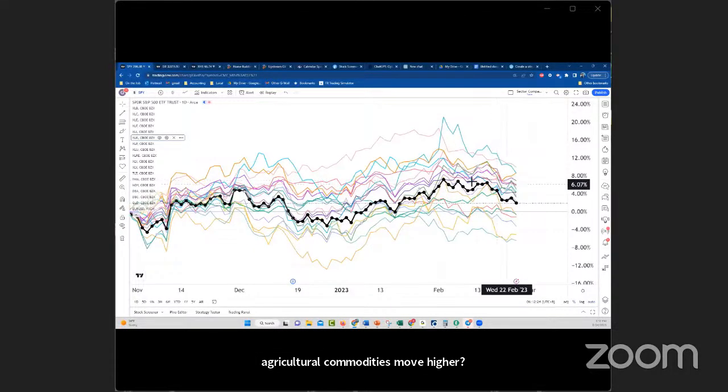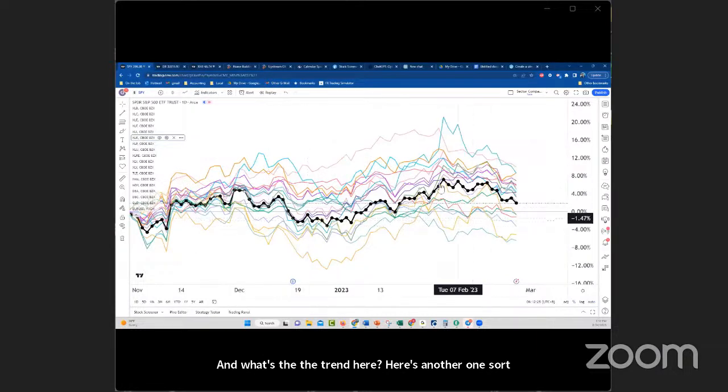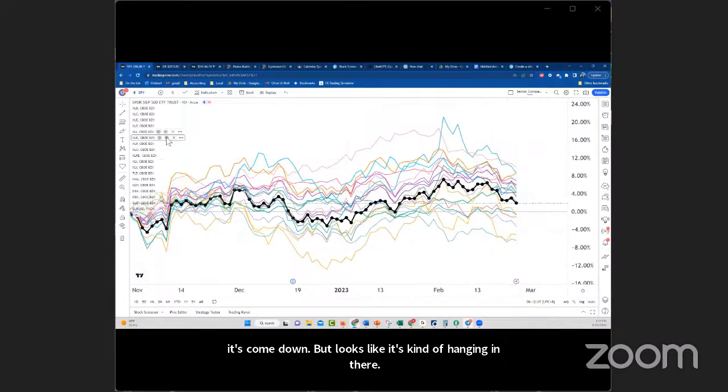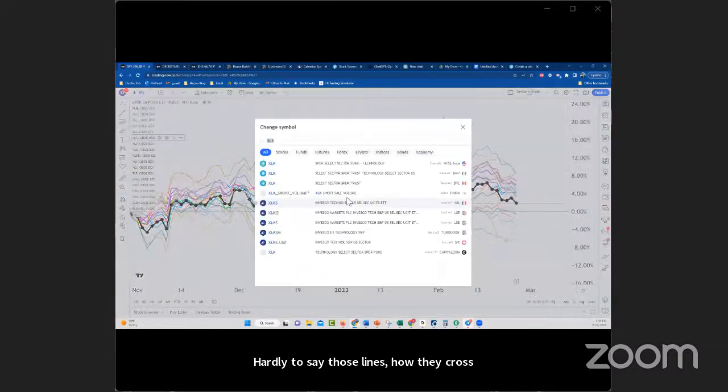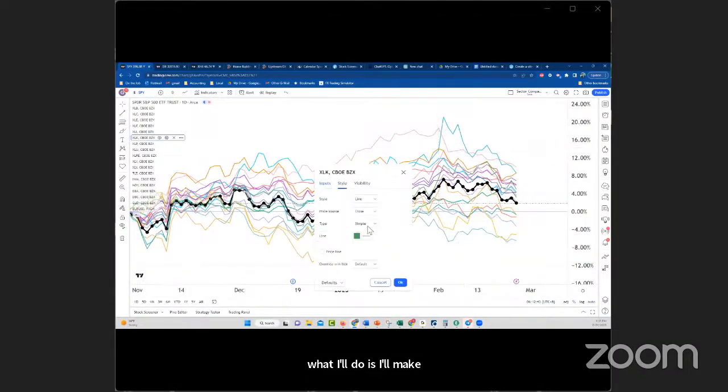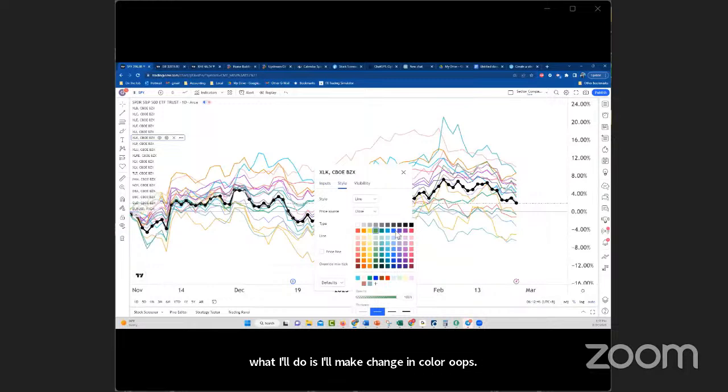Here's another one that's going up and over. What do we got? That's actually technology. It started to go high, but it's come down, though it looks like it's hanging in there. It's hard to say with those lines, how they cross over. Maybe what I'll do is make a change in color to the technology line, and then we'll be able to see it better. Okay, yeah.